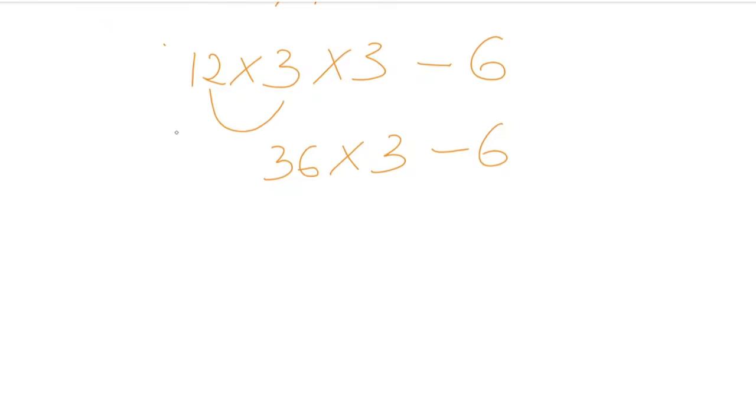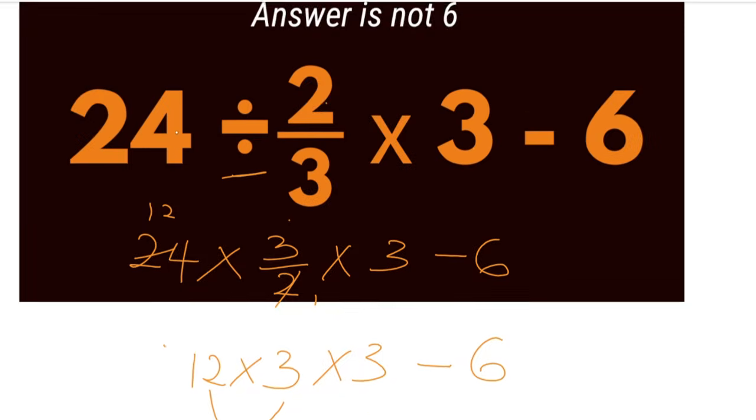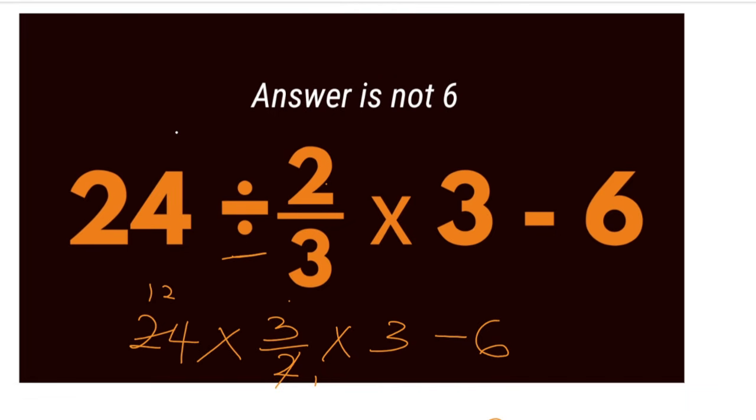What is 36 times 3? 3 times 6 gives 18, remainder 1. 3 times 3 gives 9, plus that one gives 10. So we have 108 minus 6, and this gives 102. And this is the correct way to solve it. Any other method you use in solving this is wrong. The final answer is 102. It's not 12, it's not 30, it's not 80. It's 102.